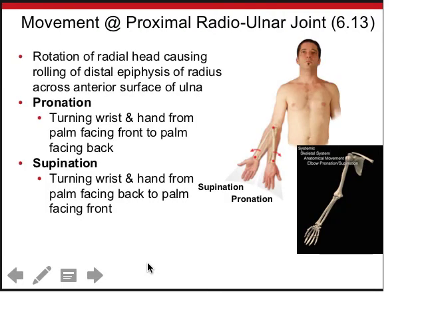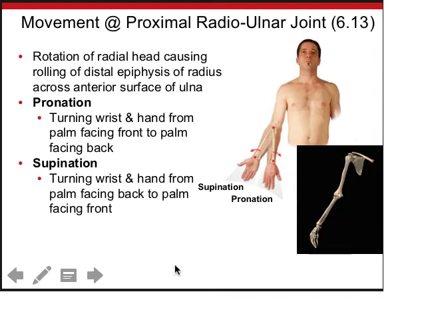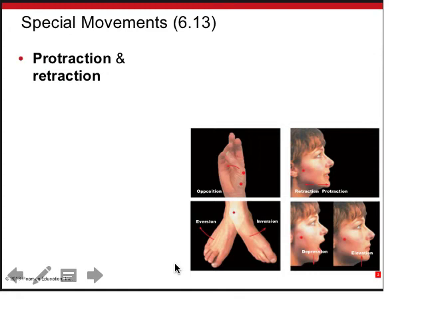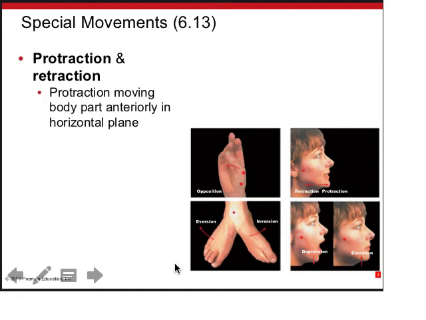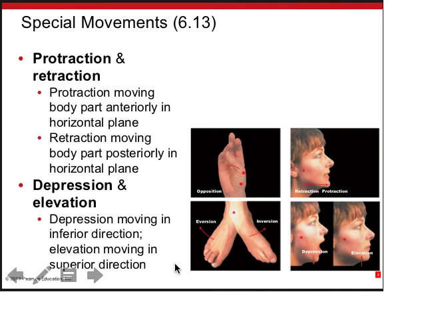Just to make sure that we hit everything here, I wanted to show you pronation and supination. Here, there's pronation, there's supination. Right? So, some more movements. Protraction and retraction. Protraction is moving a body part anteriorly in a horizontal plane, while retraction is moving a body part posteriorly in a horizontal plane. Depression and elevation. Depression is moving inferiorly, while elevation is moving in a superior direction.